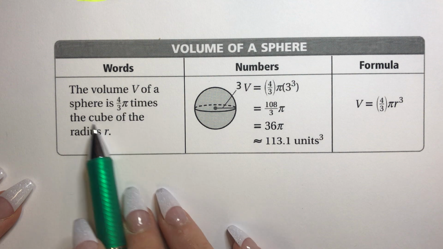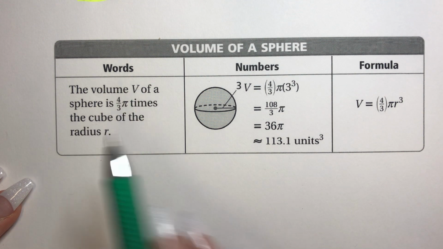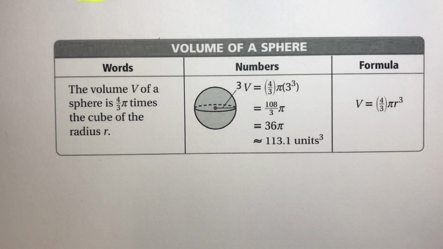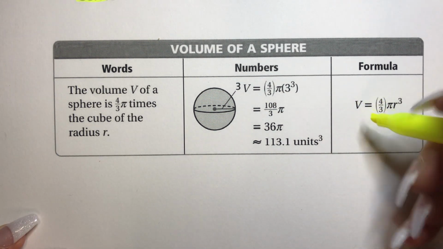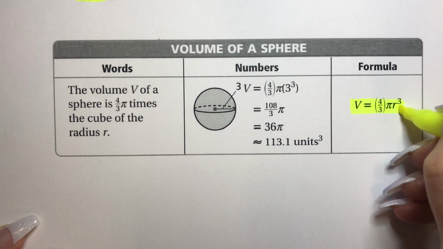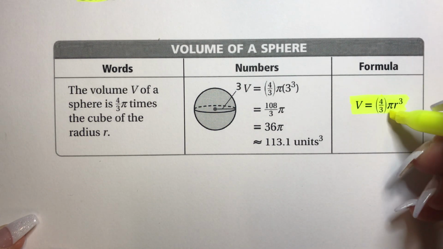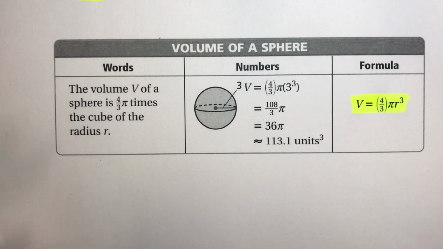Okay, so the volume of a sphere, the volume V of a sphere is 4/3 pi times the radius cubed. Okay, so that's this right here. So this is the volume. So volume equals 4/3 pi r cubed.